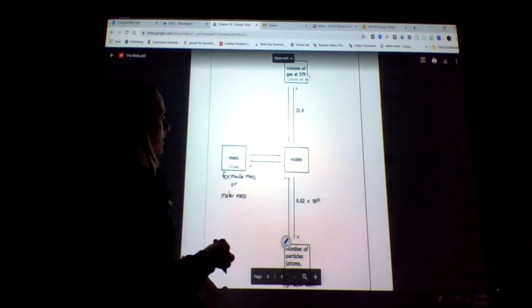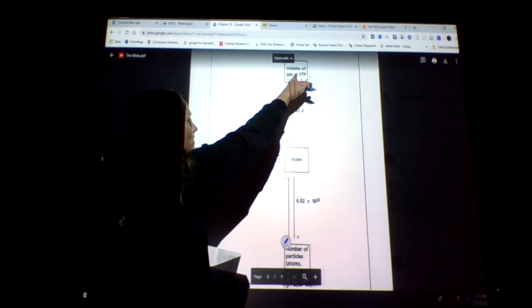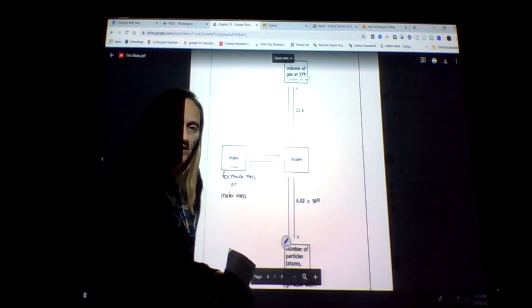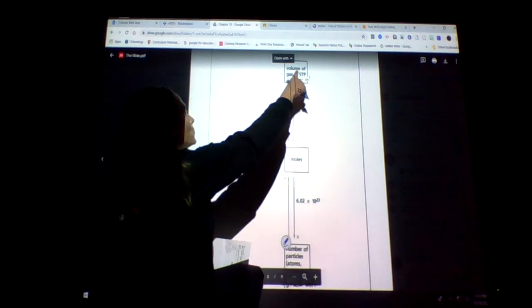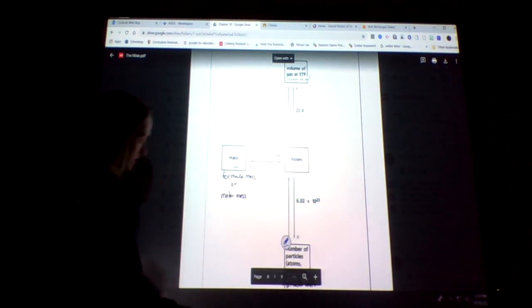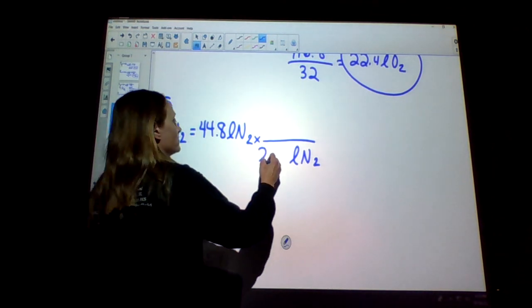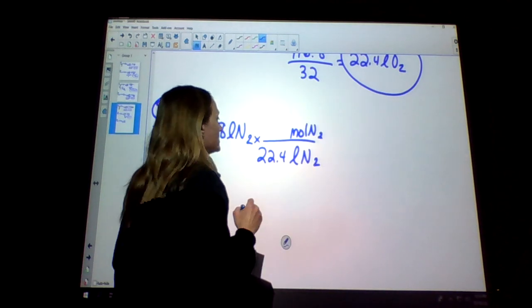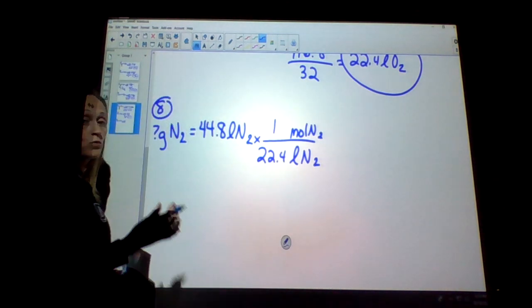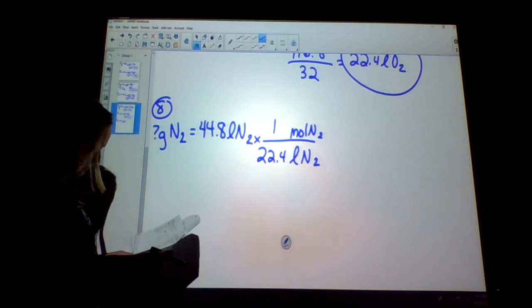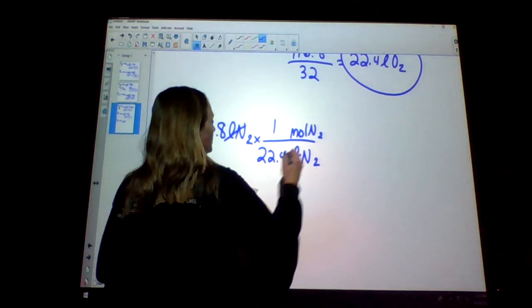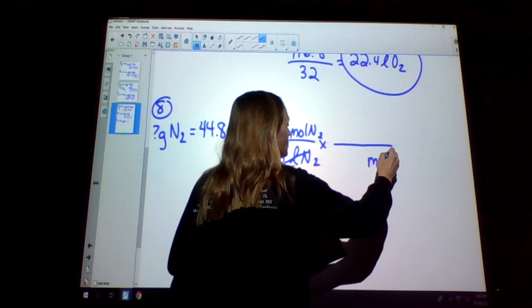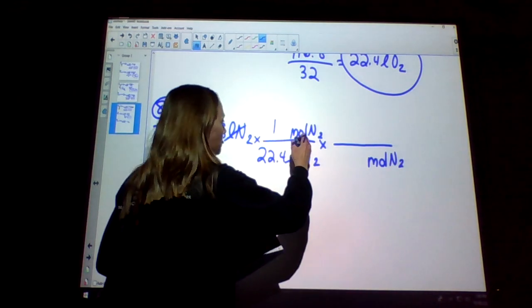When we look at our mole diagram, we're starting here at volume, and we're going to drop down to moles, and then we go moles over to mass. So reverse the last problem we just worked. When we go volume to moles, we're going to use the 22.4. Since we're going to moles, that will go in the top, and the number 1 will go with our number of moles. Our volume is canceled. We're now to moles. If we want moles to cancel, we'll put moles of N2 in the bottom.